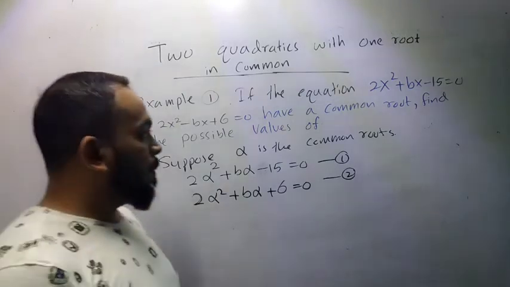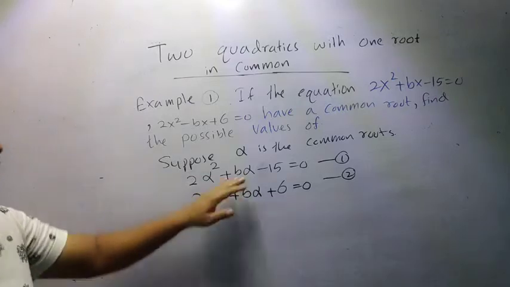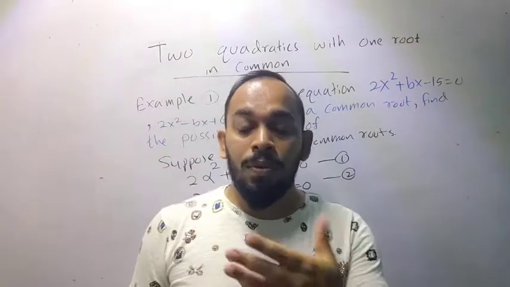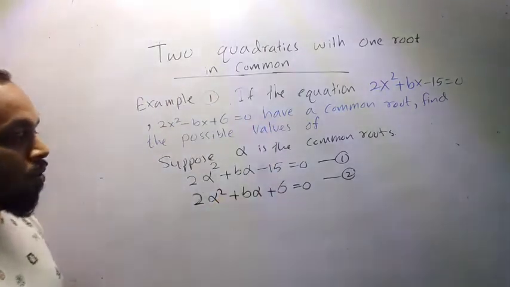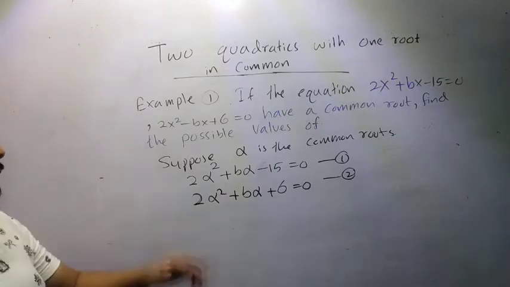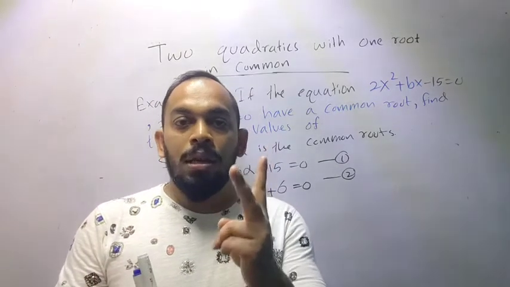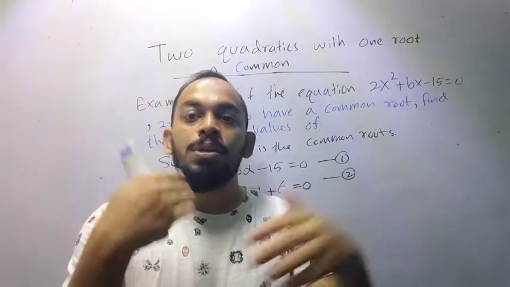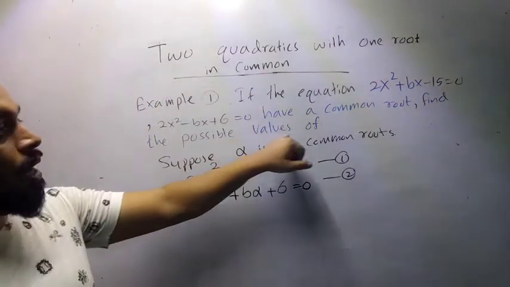Now here's the thing. We have b and alpha. They are both included here, so two unknowns are there. We have to find values of b such that these two equations have a common root. So what are we going to do? First thing we can do is to find alpha. We know that there are two ways we can use to get values for alpha, then we can substitute the values for alpha using the other one. Actually they are asking for the values of b.